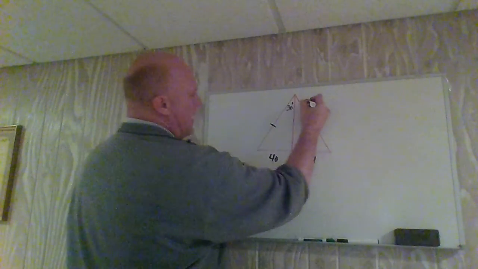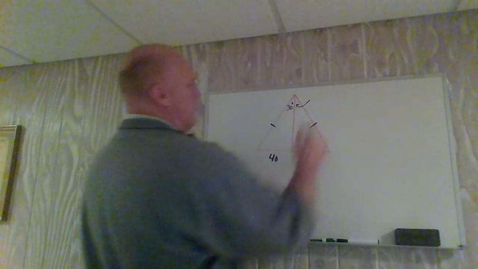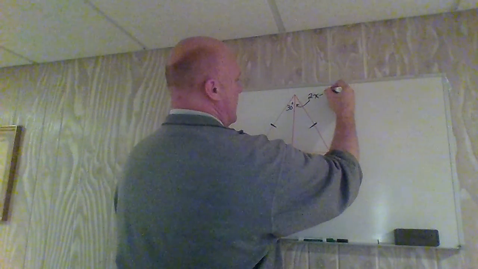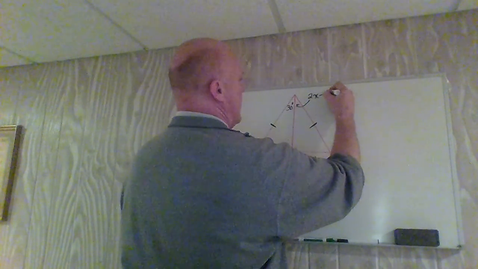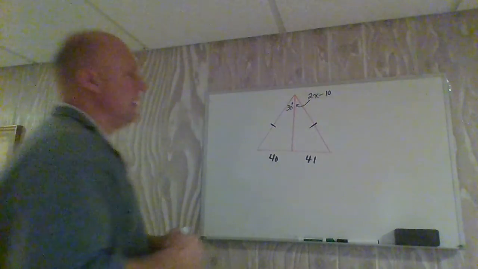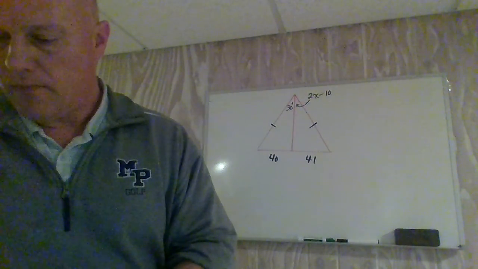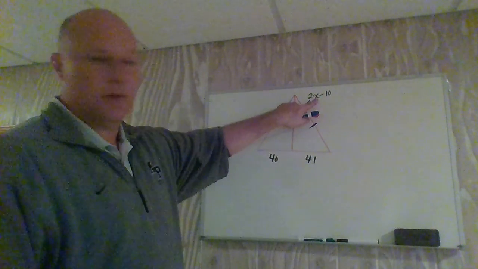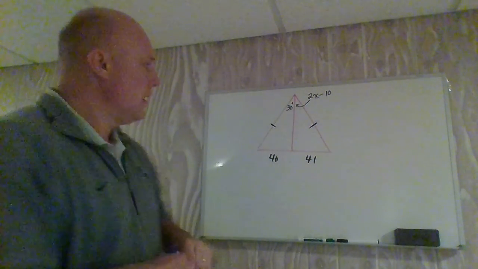And this angle right here, which I can't write in here, I'll draw a little arrow. Let's say that was, I don't know, 2x minus 10, all right? And so my question would be, write an inequality that describes the possible values of x based upon this relationship, okay?